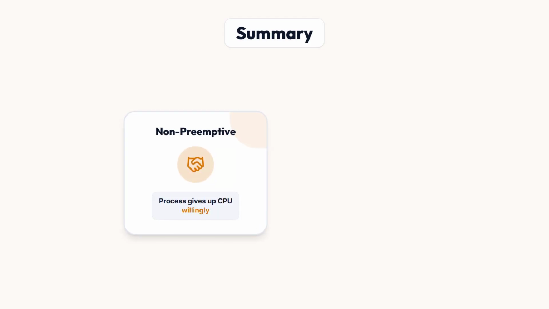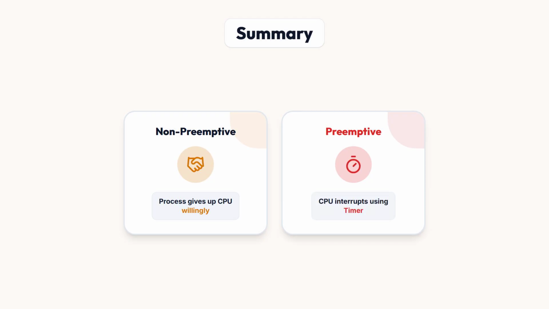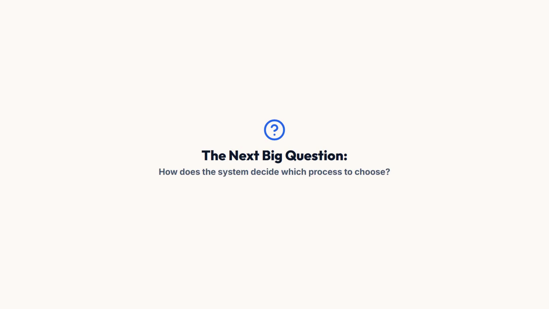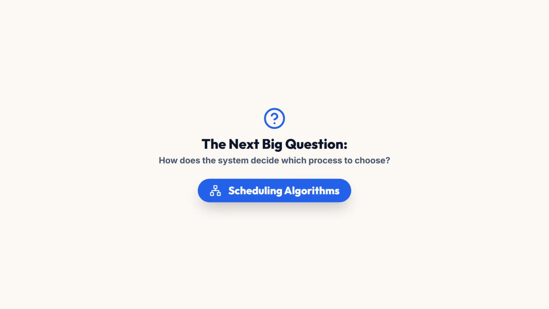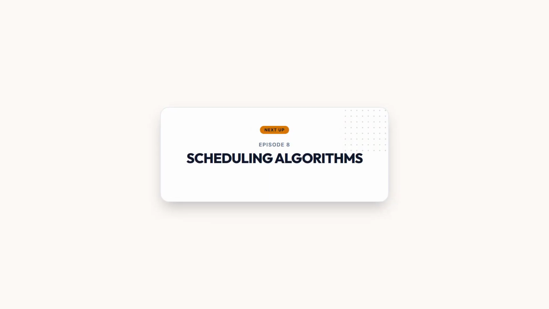So to summarize, there are two ways the CPU switches between processes. In non-preemptive scheduling, a process gives up the CPU only when it cannot continue. In preemptive scheduling, the CPU can take away the CPU from a running process using a timer interrupt. And this brings us to the next big question. If there are multiple processes ready to run, how does the system decide which one to choose? That's where scheduling algorithms come in. And that's exactly what we'll explore in the next video.